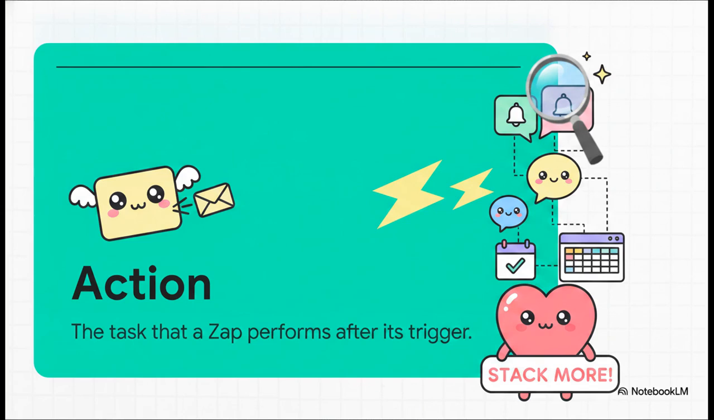Next up is the action. The action is the actual chore getting done. It's the task the Zap performs right after it's triggered. So for instance, if your trigger was getting a new email, your action might be sending a reminder message to your team in Slack. The trigger tells the Zap when to do something, and the action is what it actually does. And here is the absolute best part. While you can only have one trigger, you can stack as many of these actions as your gorgeous heart desires.